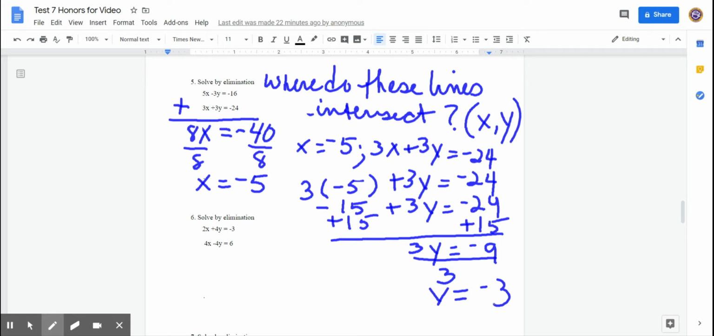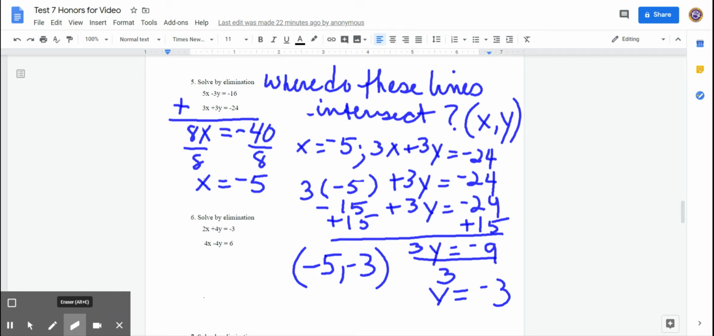Remember, your answer is an ordered pair, so don't stop here. You need to show me that the ordered pair, the point where these two lines intersect, is -5, -3. That's your solution, the point of intersection. If you graphed both of these lines, that's what you would get. Okay? Going to erase some of this now because I need some room to do this.